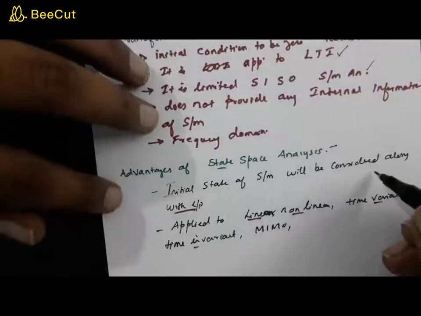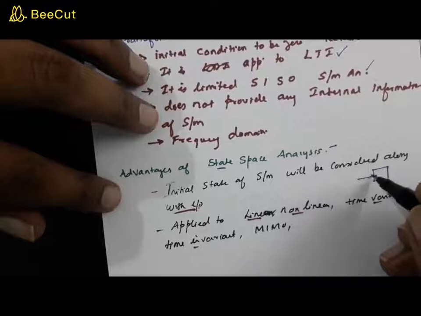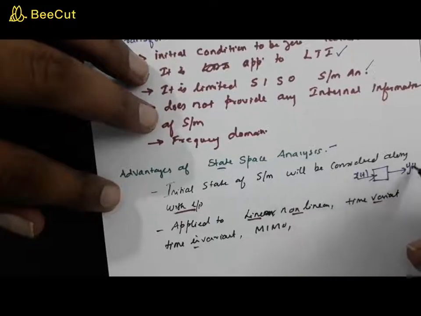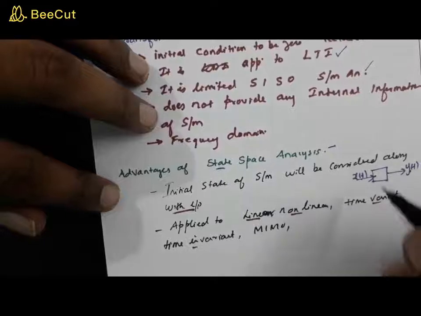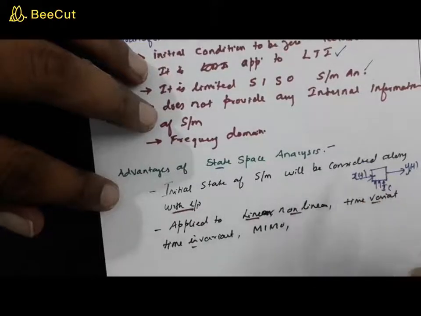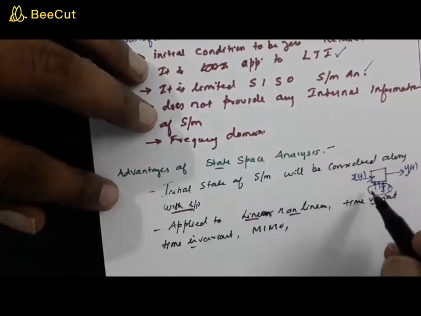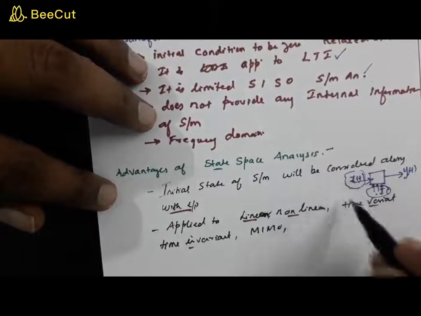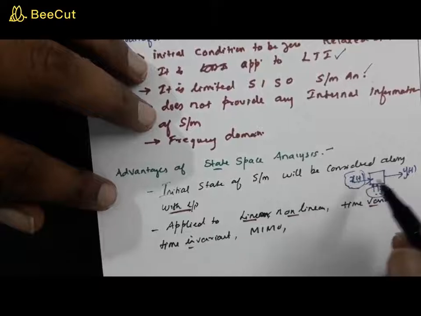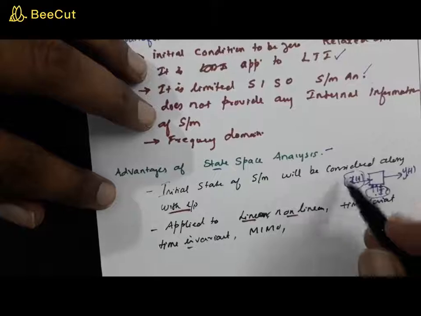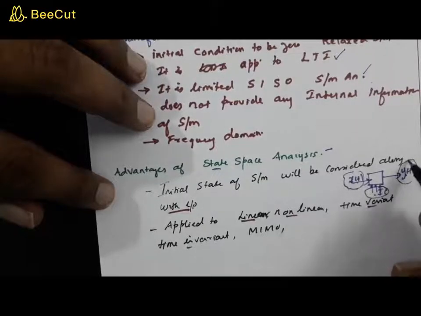Say, for example, if you have a network with x of t and y of t, this is the input and this is the output. Now suppose IC are the initial conditions. There can be more than one initial condition. So all these initial conditions can be treated as inputs along with this input. So you can consider this as a 4 input system. Each initial condition and this input will have an impact on y of t.